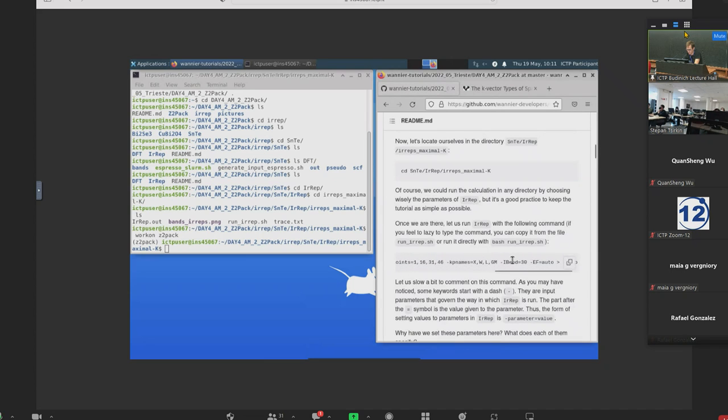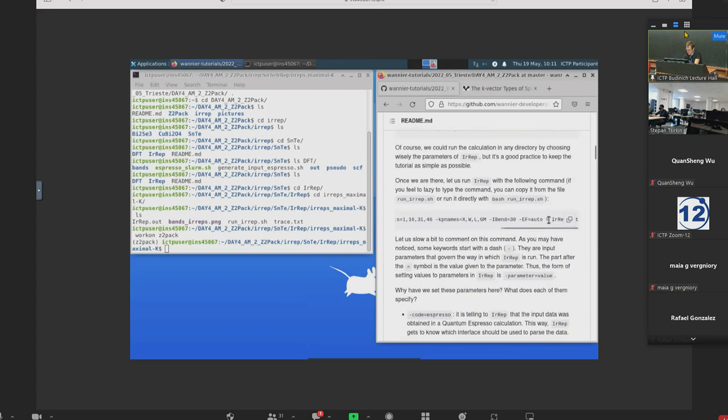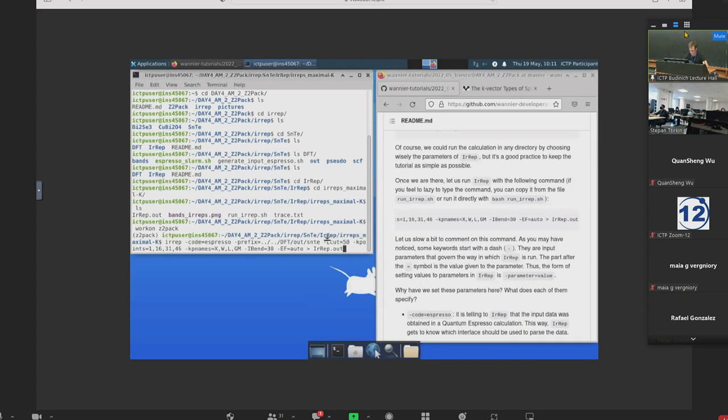With IBEND, we are telling IREP that we just want the irreducible representations of the first 30 bands, which are the valence bands. We don't care about the conduction bands because they are not related to the topology of our material. And we are telling IREP also to parse the Fermi energy from the Quantum ESPRESSO calculation, and to save the output in this file. So let's copy this command, paste it in the terminal, and run it.